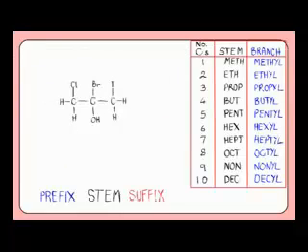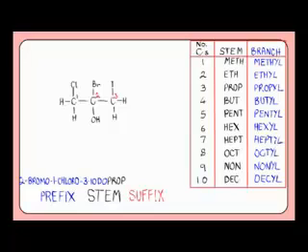Let's try this compound. It has a 3-carbon chain, so the stem is prop. There are chlorine, bromine and iodine atoms on positions 1, 2 and 3 respectively. Note how the numbering starts from the carbon with chlorine rather than iodine. This is because chlorine comes before iodine alphabetically. We then order the prefixes alphabetically, so we have 2-bromo, 1-chloro, 3-iodo.